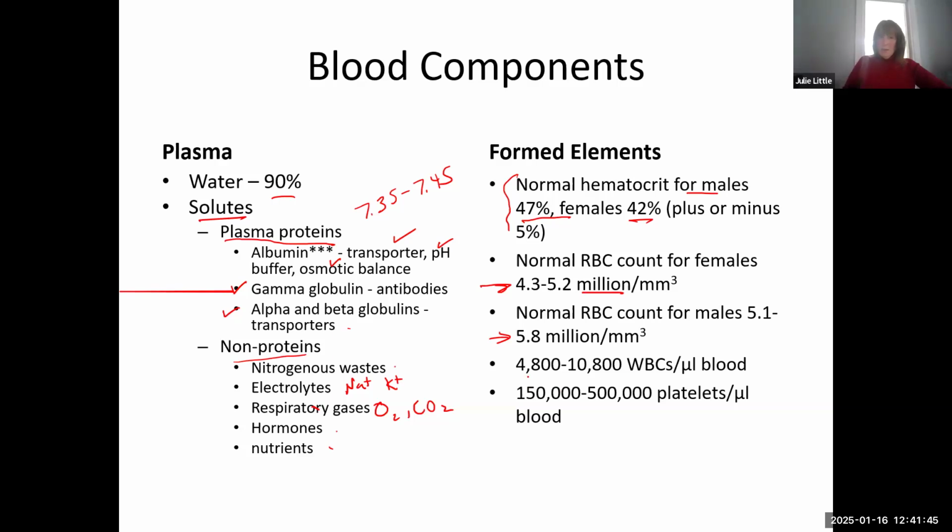When it comes to white blood cells, however, we're in the thousands per cubic millimeter. And we have about 150 to 500,000 platelets per cubic millimeter, or that's a microliter.